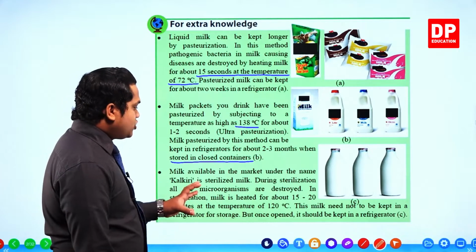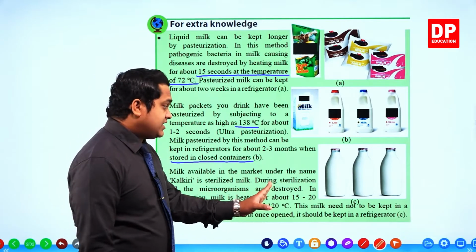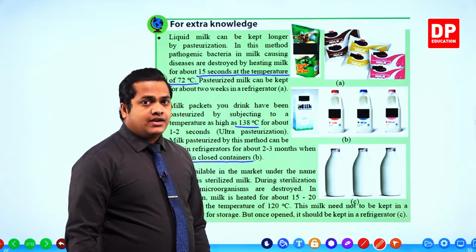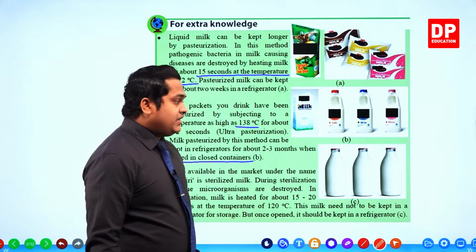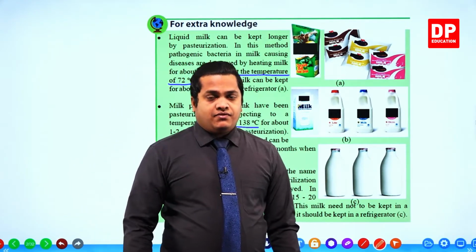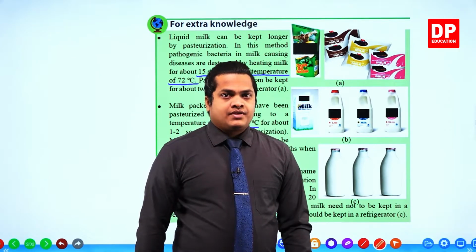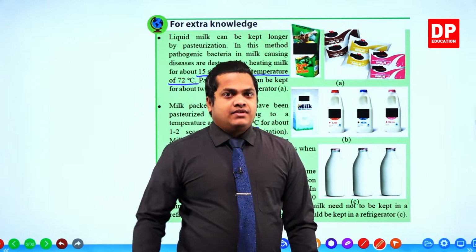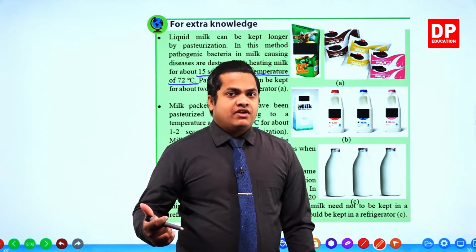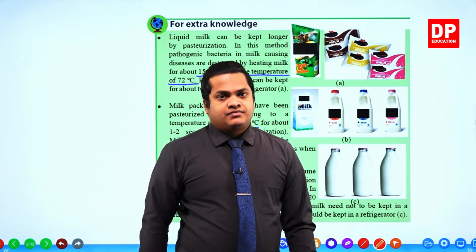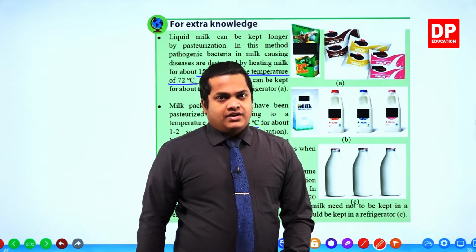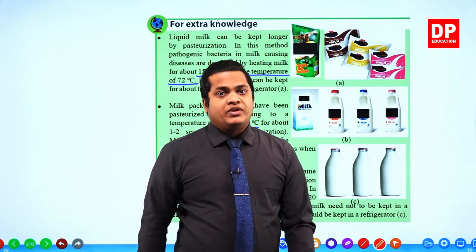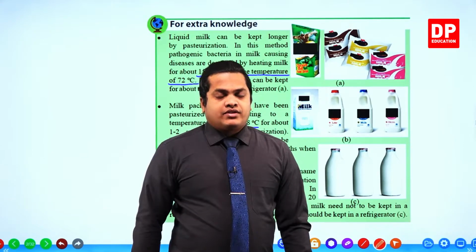Within sterilized milk, my dear children, during sterilization all the microorganisms are destroyed. It means that when you take these bottles, you can keep them for a longer time period. However, if it is opened, external microorganisms living in the environment will definitely come. So if you open it, definitely you have to keep it in a refrigerator, and also you have to consume it quickly.